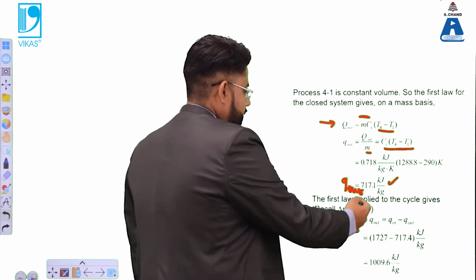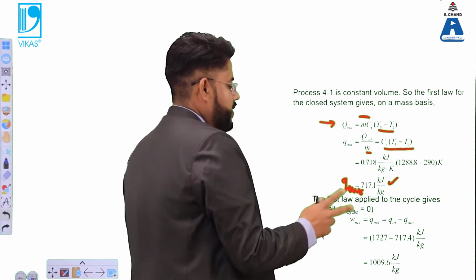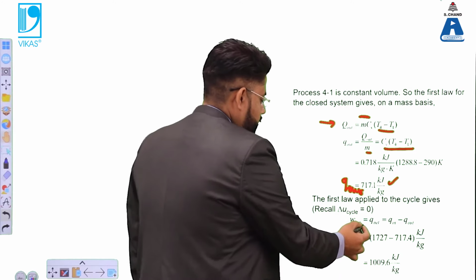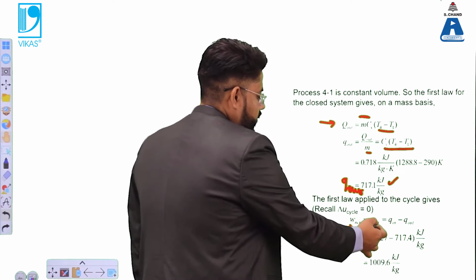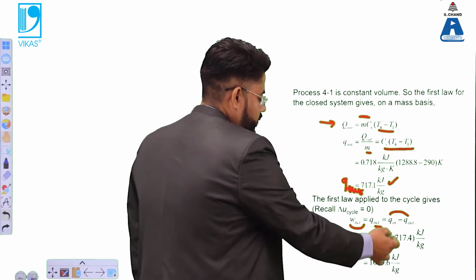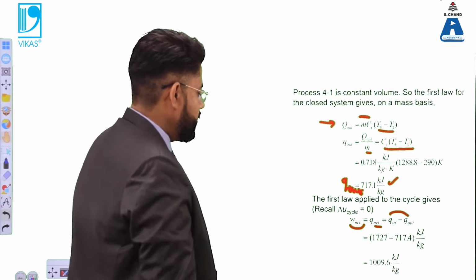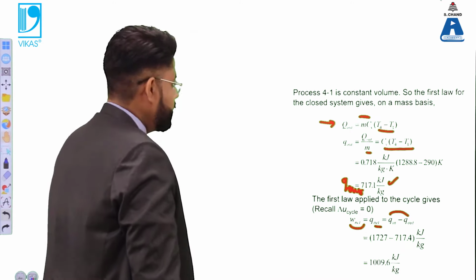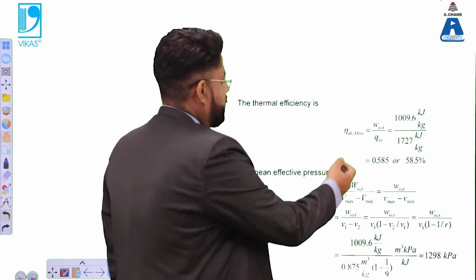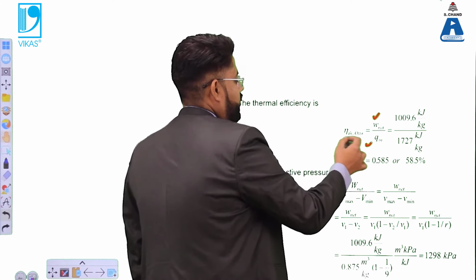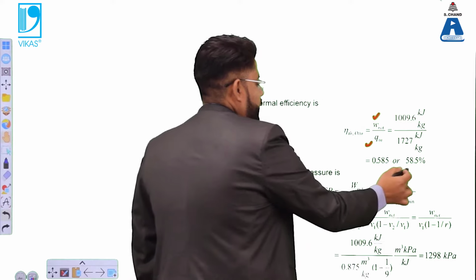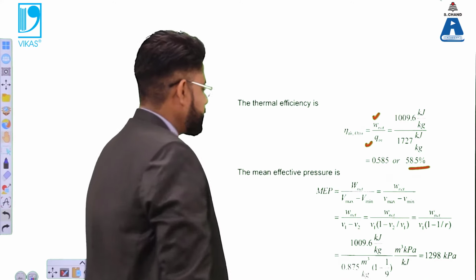Recalling that the first law of thermodynamics, when it is applied to the cycles, leads to W net, which is Q net, that is Q input minus Q output. So we can find out this W net, which is the subtraction of the two. And on dividing these two values, the output value and the input value, I can obtain this thermal efficiency of this Otto cycle.